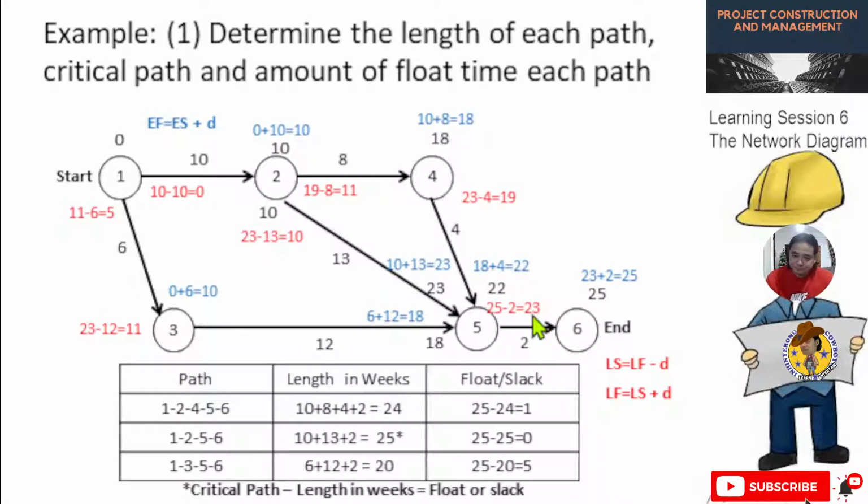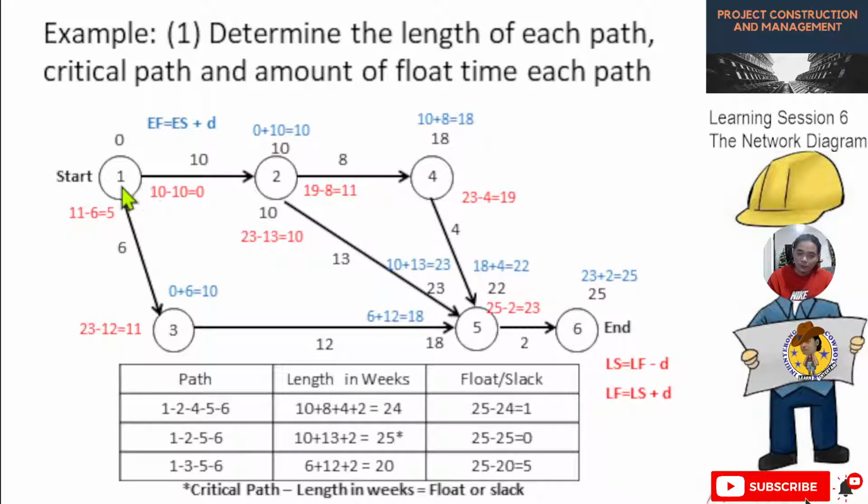Our first objective for this example is to determine the length of each path, the critical path, and the amount of float time in each path. So this is the diagram. Let's review or recap this diagram. See, this is the start.